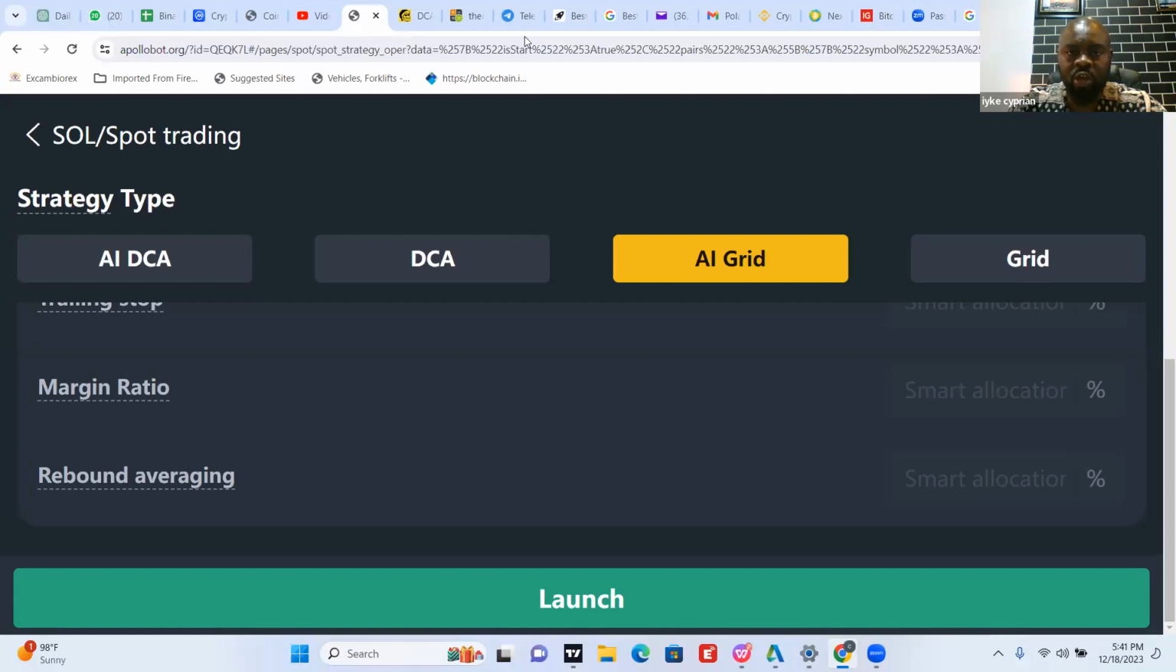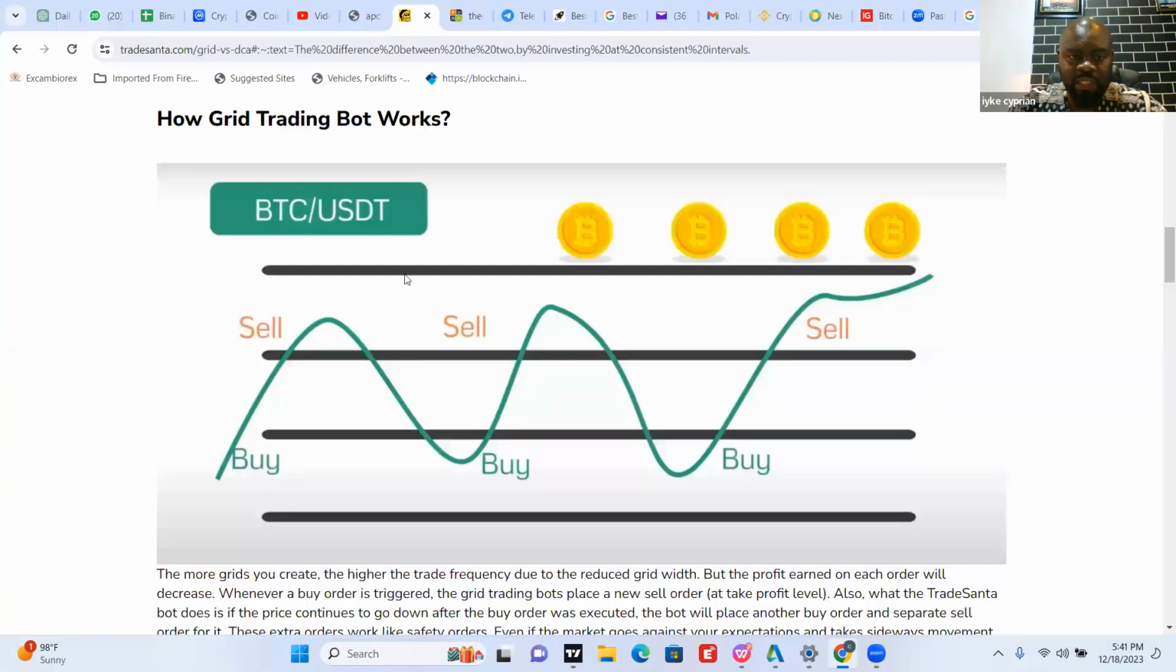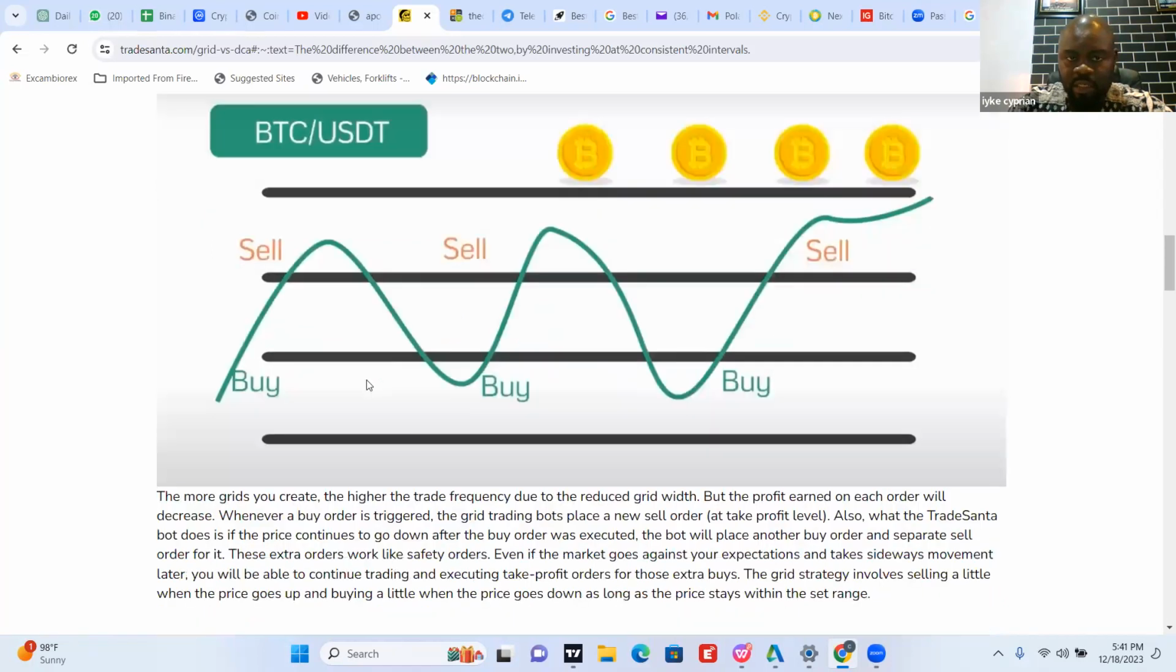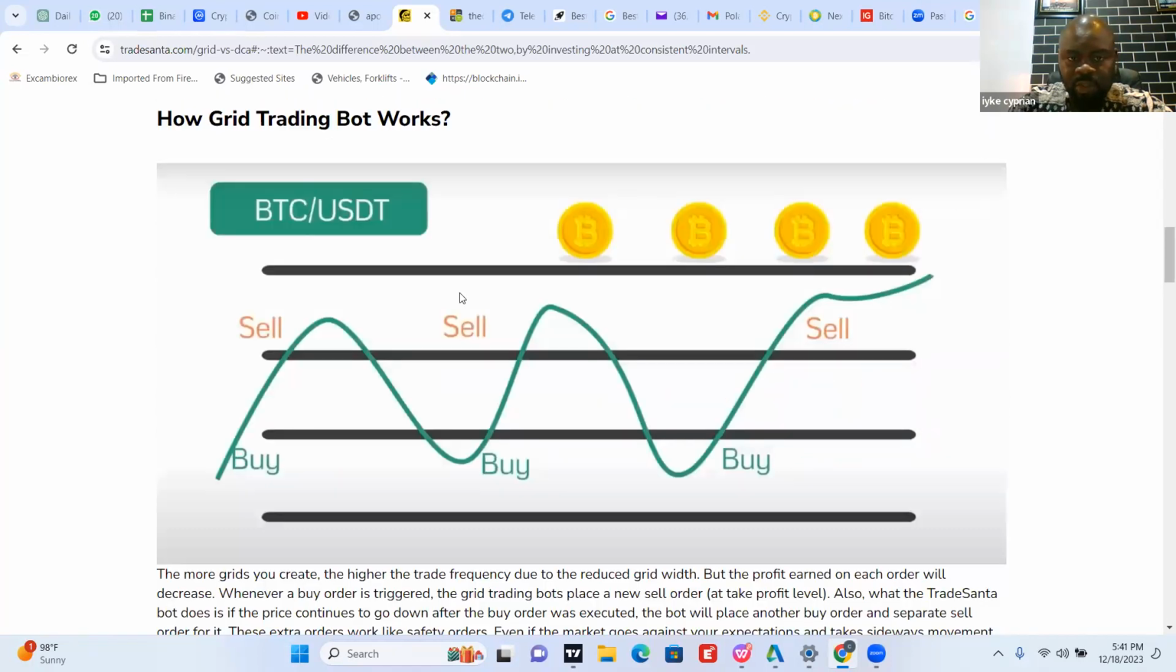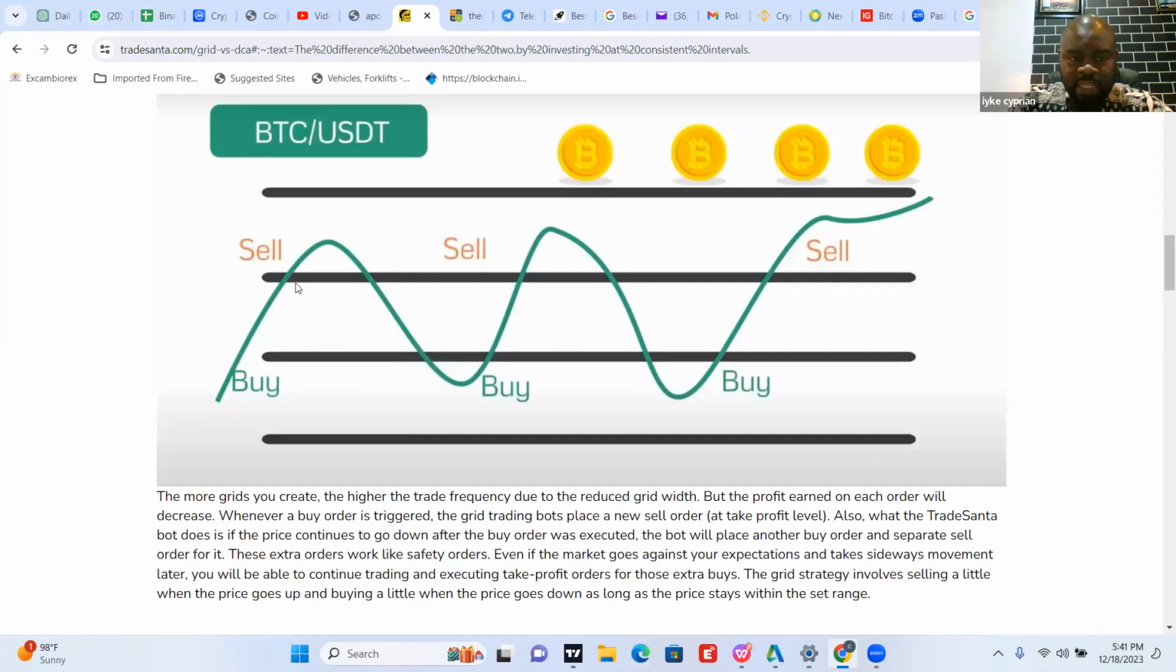Now the grid comes up with different grid lines. Let me use this to explain those grid lines. So these are the grid lines. You can see this is BTC USDT. So if you look at this, this is the grid. This is how it works, right? So you have the buy and the sell, the buy and the sell, the buy and the sell.